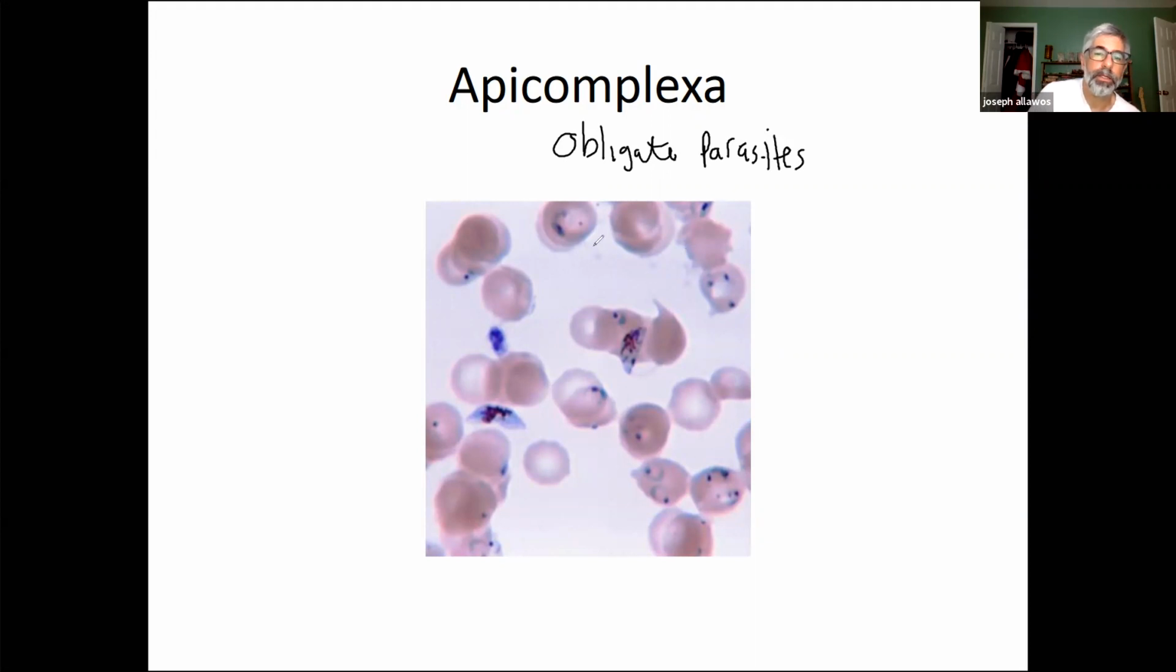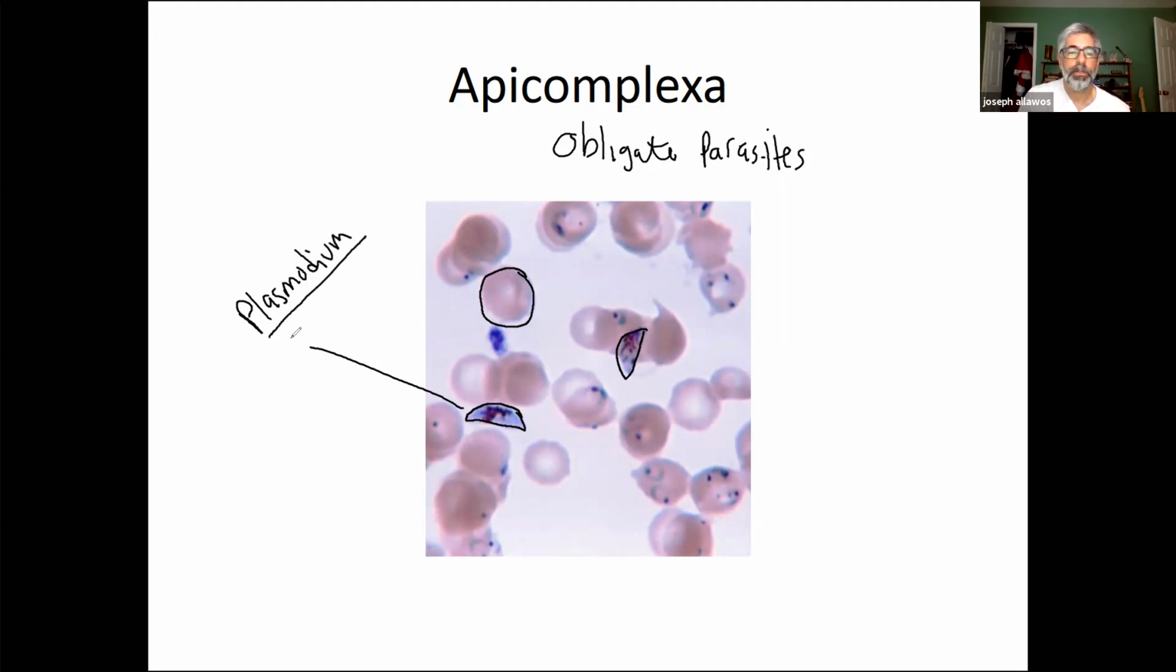What are you looking at here? Here again are red blood cells. There's a red blood cell, this little sickle-shaped organism right here, and then there's another one right here. This little guy is called Plasmodium. That's the genus.